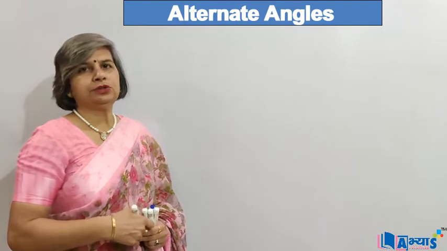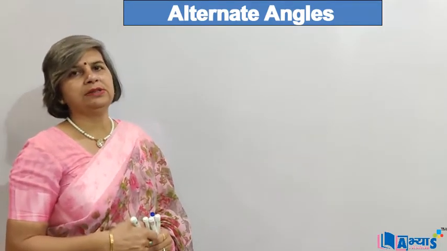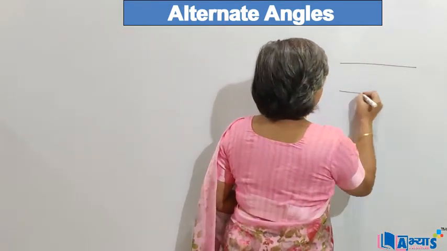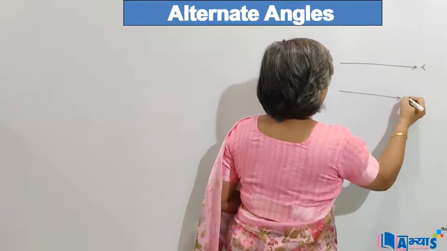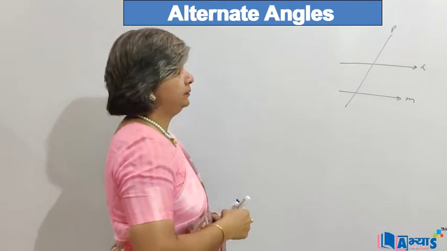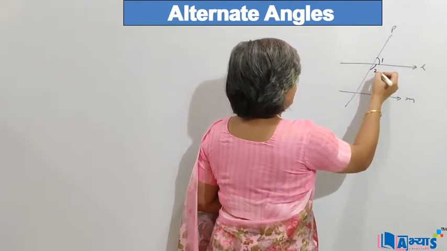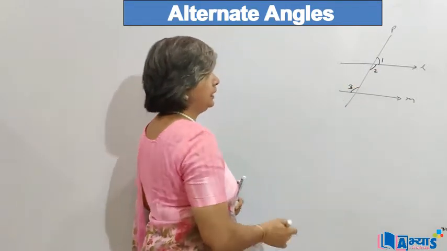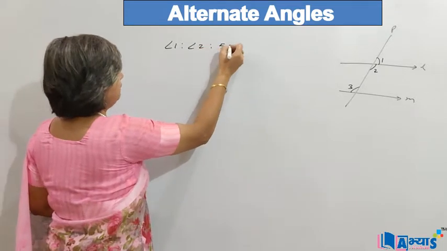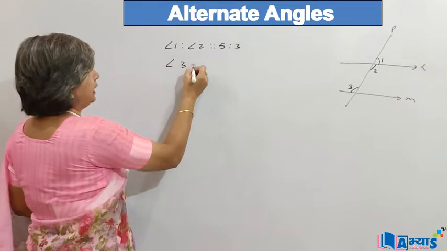Now let us take a question on this concept that alternate interior angles and alternate exterior angles are equal in case of parallel lines. Suppose we have two parallel lines L and M and a transversal P cuts them such that the various angles are, this is angle 1, this is angle 2 and this is angle 3, and we are given that angle 1 is to angle 2 as 5 is to 3, and we are supposed to find angle 3.